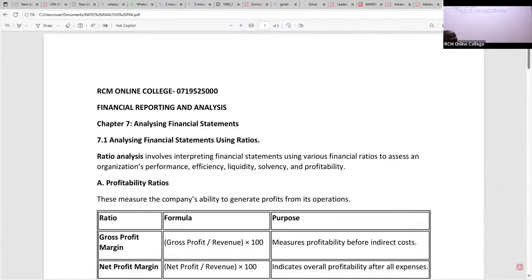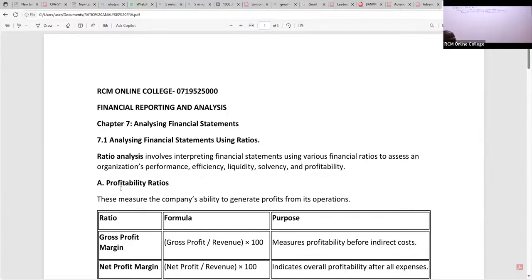Today I'm looking at chapter number 7, analyzing financial statements. And we shall start with the analysis of these financial statements using the famous ratios. So ratio analysis involves interpreting financial statements using various financial ratios to assess an organization's performance, in terms of profitability, efficiency, how efficient are we, for example, in terms of collecting our debts, liquidity, solvency, and profitability.